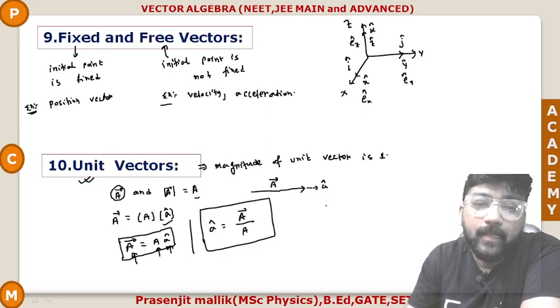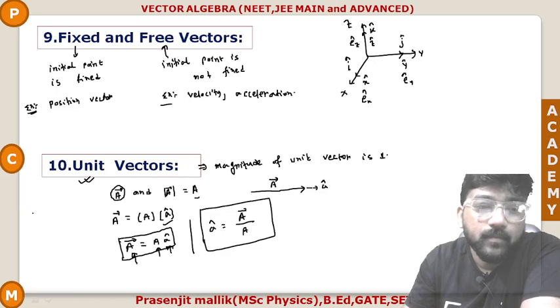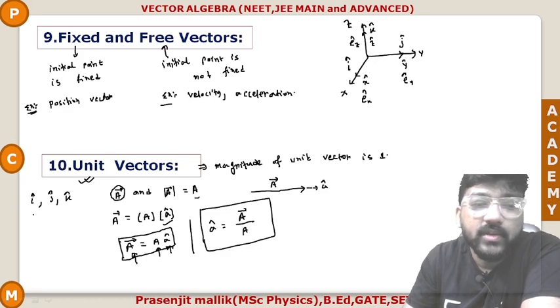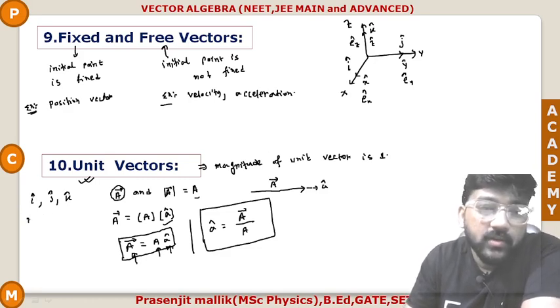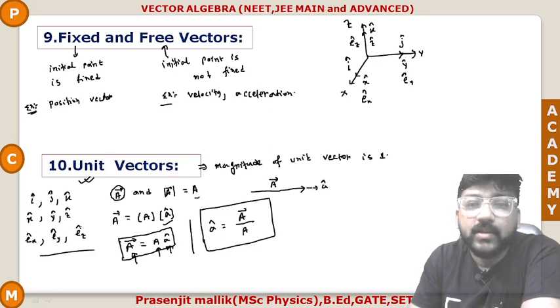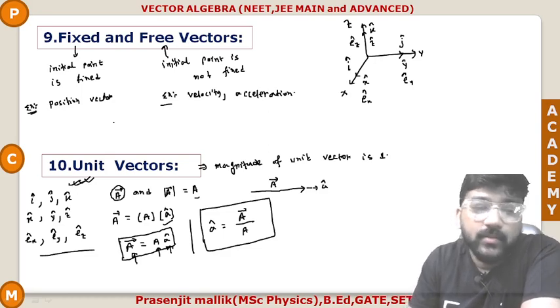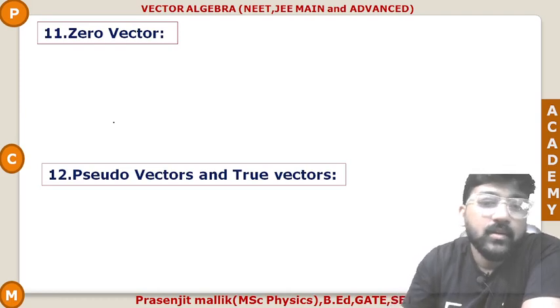So we can write unit vectors along the x, y, and z axis in these three popular ways: i cap, j cap, k cap along the x, y, z axis, or x cap, y cap, z cap, or ex cap, ey cap, ez cap. But they have the same meaning. So this is a very important vector that will play an important role in vector algebra, and not only vector algebra, in various branches of physics. Now let us talk about the zero vector.